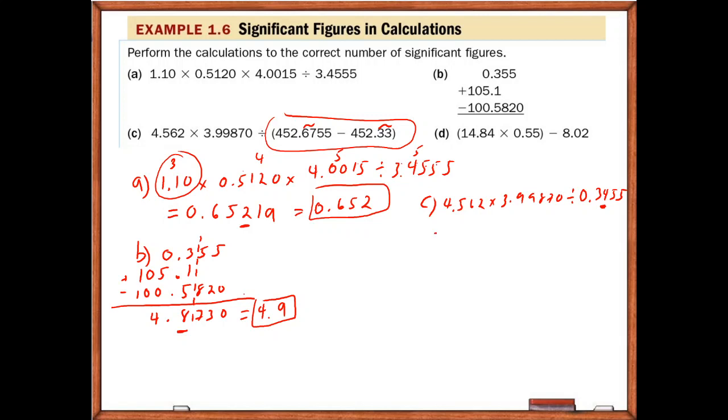Then go ahead and do the math as you normally would. You end up with 52.79904. Now find the number with the fewest sig figs. This has 4. This has a lot: 1, 2, 3, 4, 5, 6. This only has 2. So we're going to keep the 2. I'm going to round to this 52, to the 2. So I'm going to round the 2 up. This becomes 53.